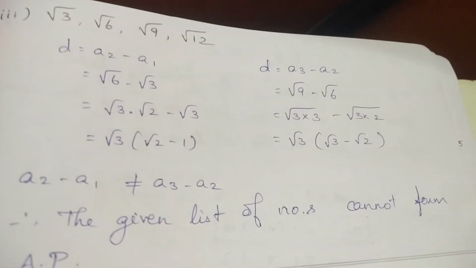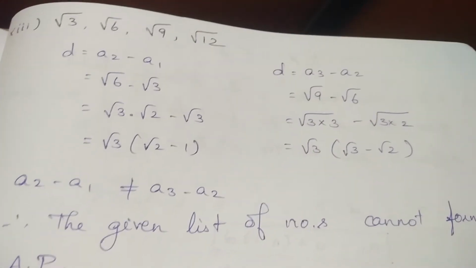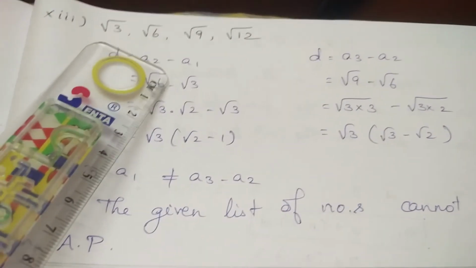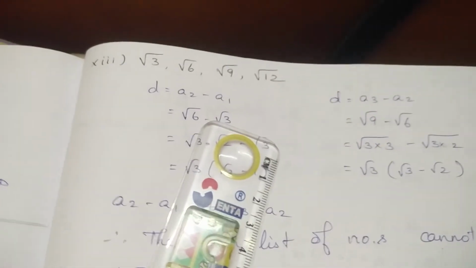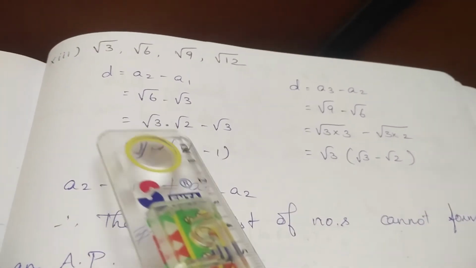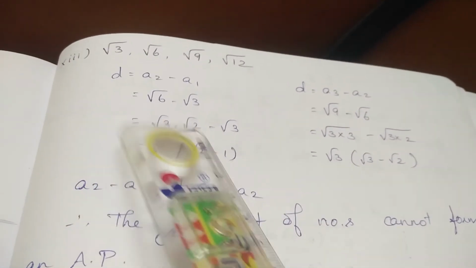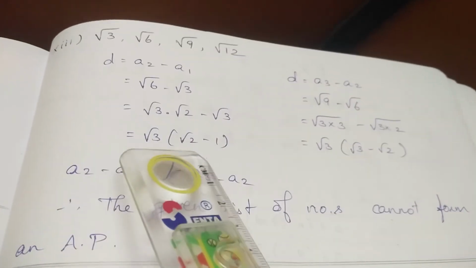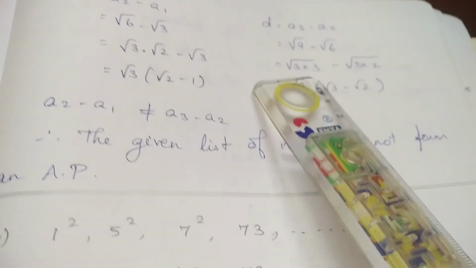And then the 13th sum. In between the sums, I gave homework on whichever parts you find difficult, in the form of addition and subtraction and how to take the common part; I wrote it that way. Okay, root 3, root 6 and root 12. D equals A2 minus A1, root 6 minus root 3. Root 6 can be written as root 3 into 2, therefore root 3 into root 2, with root 3 common, so root 2 minus 1 it will be. Same here, taking the next difference gives root 3 minus root 2, therefore the common differences are not equal. The given list cannot form an AP.